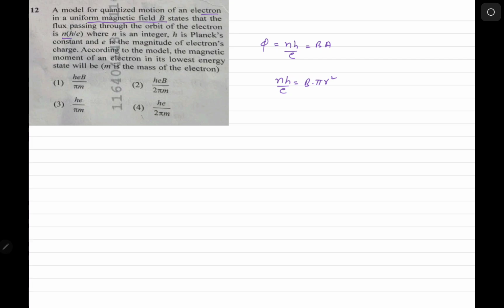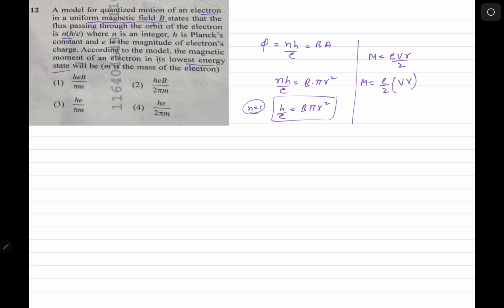According to the model, we need the magnetic moment of an electron in its lowest energy state. Lowest energy state means the n value is 1. So we can just put n equal to 1 and see the ratio of h to e, which is B pi r square. Now we need to find the magnetic moment. The magnetic moment of an electron is evr by 2. I hope you know the formula, so I'm just going to use this formula here, with v into r.